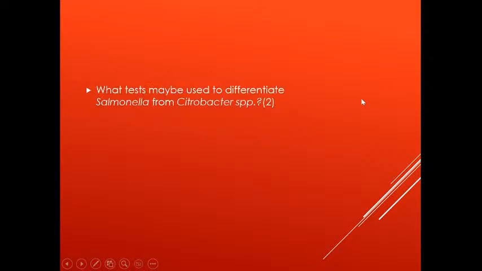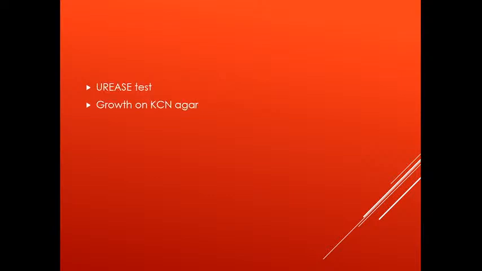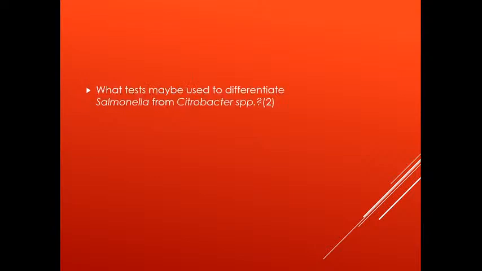Alright? Now, tests that may be used to differentiate Salmonella from Citrobacter are the urease test and growth on KCN agar, potassium cyanide agar. Okay? Citrobacter is the only one that grows in potassium cyanide. And it will test positive for urease as well, while Salmonella will test negative for urease.